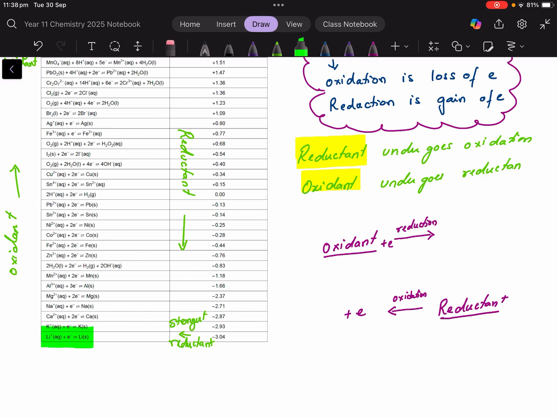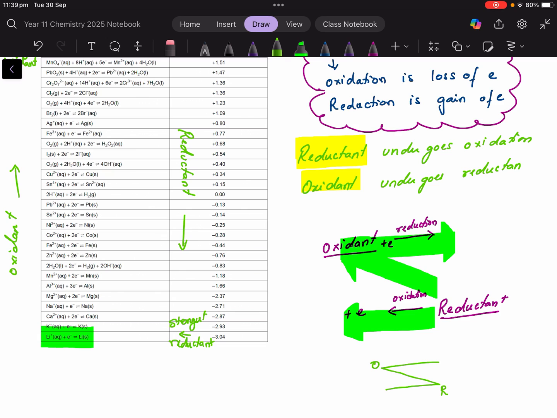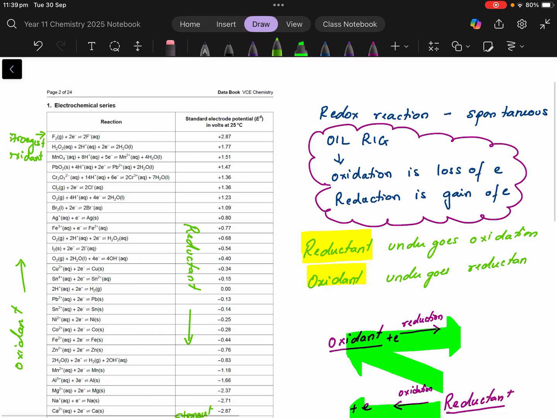And what you're taking note of is that the spontaneous reaction will be the reductant undergoing oxidation and the oxidant undergoing reduction. So your inverted Z, that inverted Z is your spontaneous reaction. So your reductant here and your oxidant here, and reactions going this way. So taking note of these little things on your electrochemical series will help you to identify spontaneous reactions.